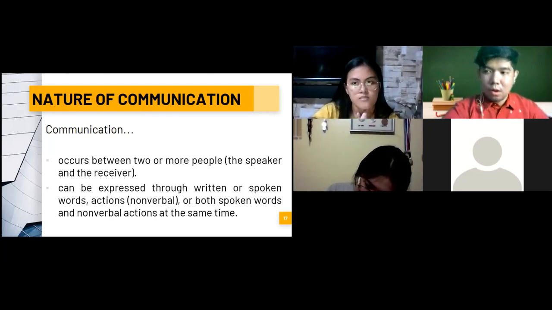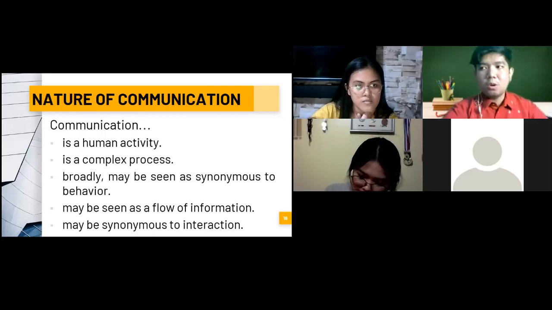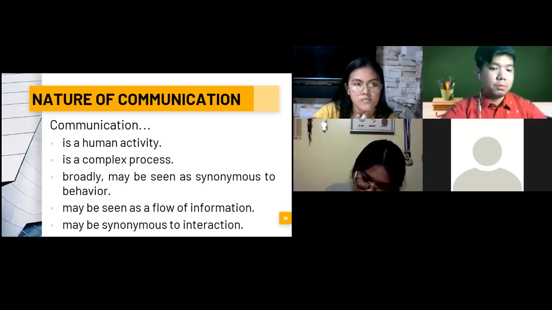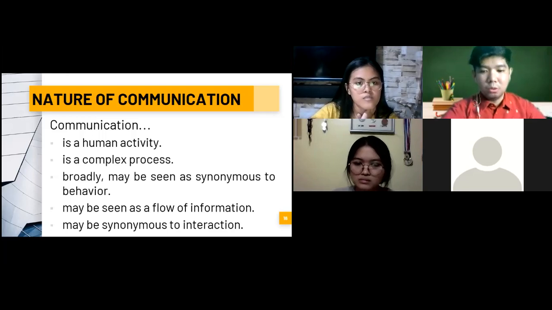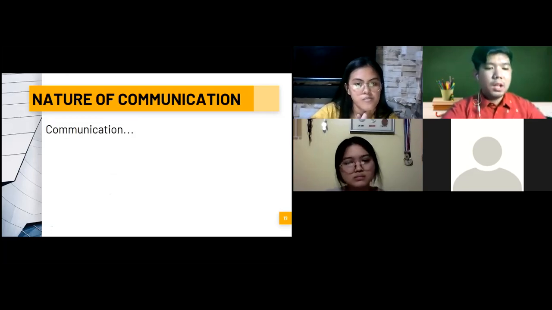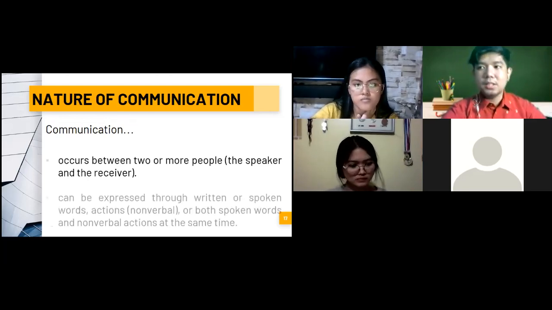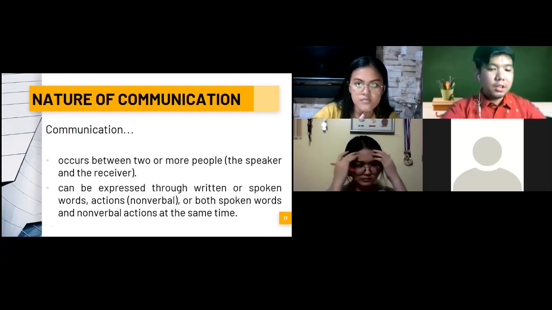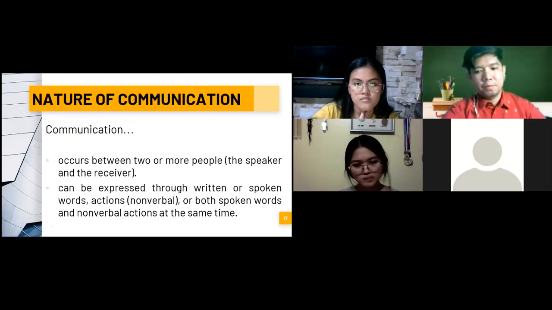So again, the first one is that communication is a human activity. Communication is a complex process. Communication can also be a manifestation of a person's behavior. Communication can also be seen as a flow of information. Communication can also be seen as synonymous to interaction. Communication can occur between two or more people, or communication can occur to oneself. And lastly, it can be expressed either through written or spoken words, or a combination of them.